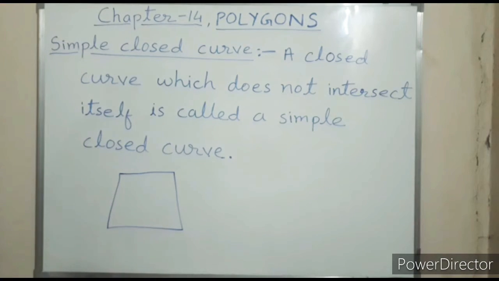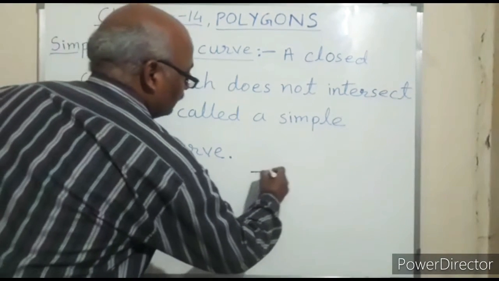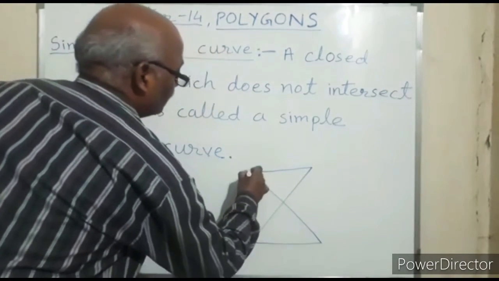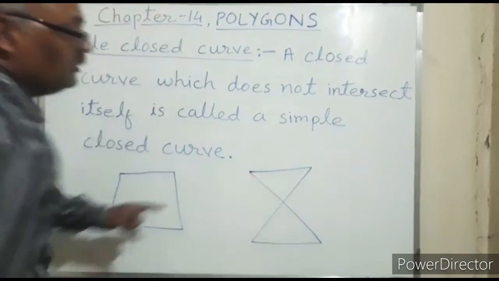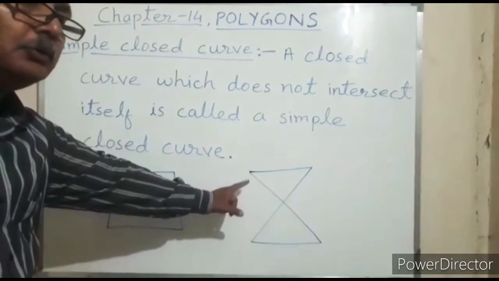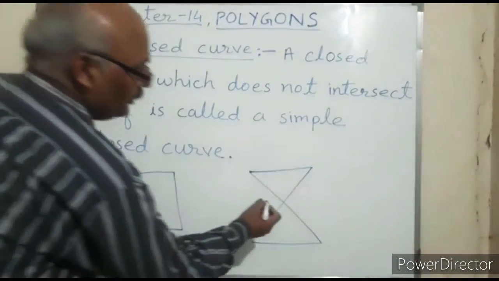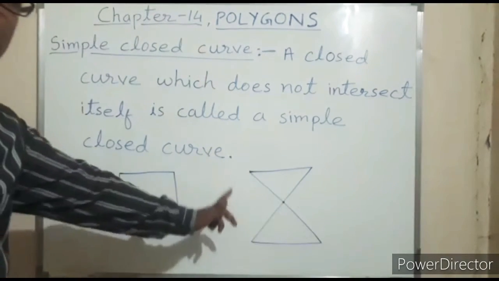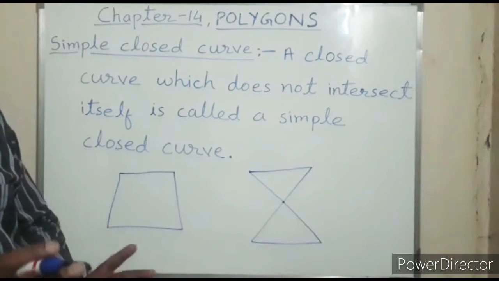See one closed curve more. Here starting and end point are same, so it is a closed curve, but this curve intersects itself at a point here. So this is closed curve but not simple closed curve.